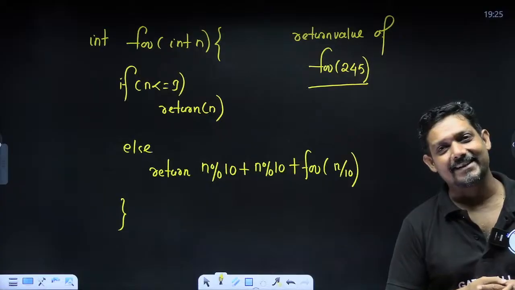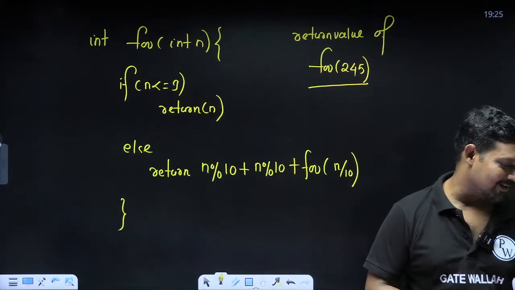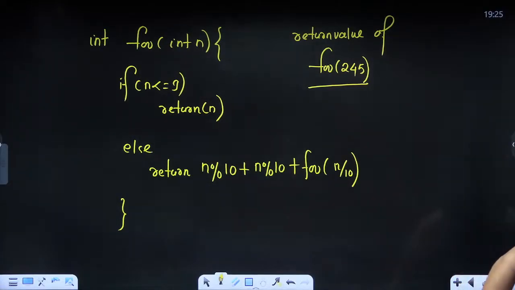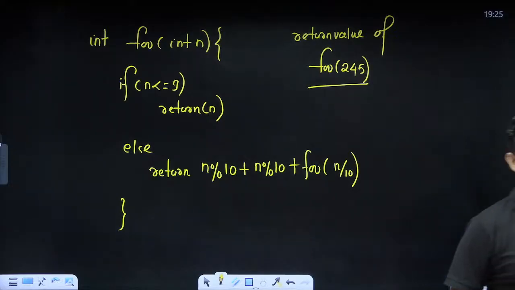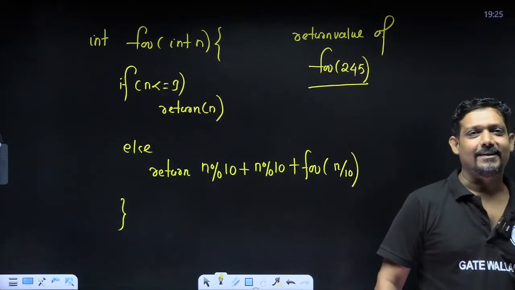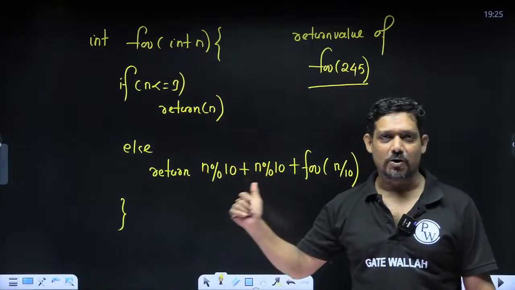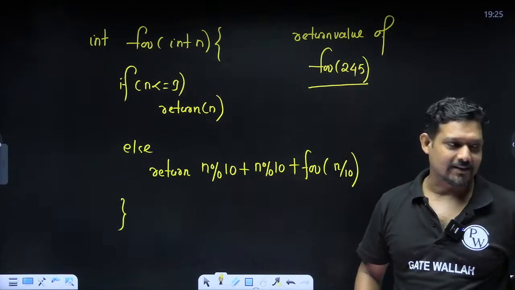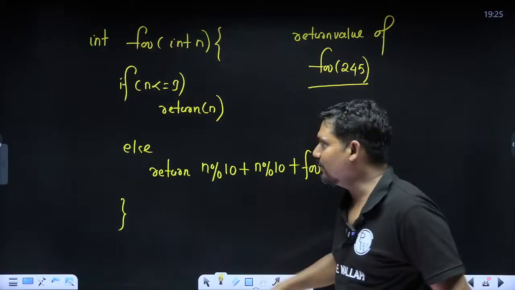How can I say that the calculator modulo operation is giving the wrong answer? I don't think so. It should not happen. N modulo 10, n modulo 10, and the function. So let us solve this problem.